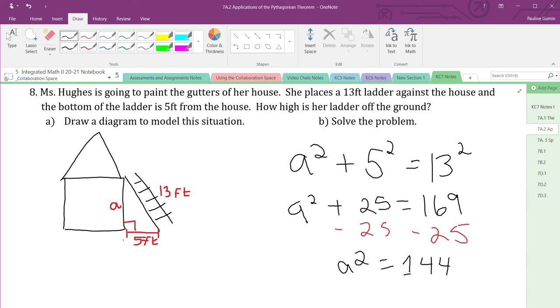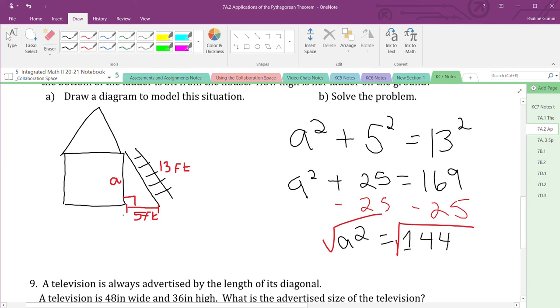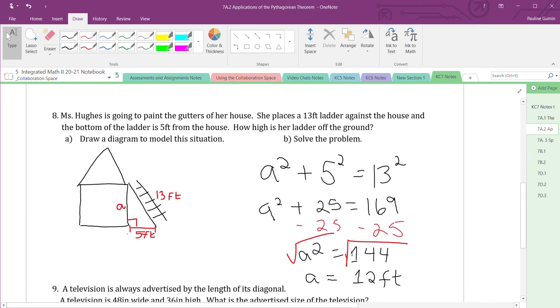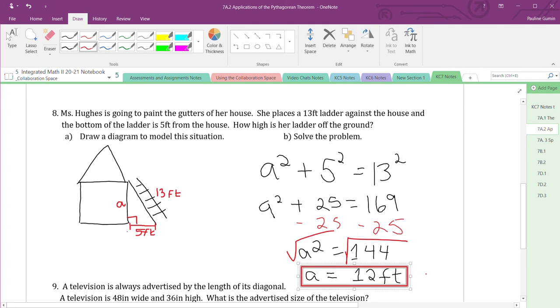And to get rid of the square, we will square root both sides. Once again, we're talking about a real thing. We're talking about the height of a ladder and 12 feet, positive 12 feet. So even though Miss Hughes is using a 13-foot ladder, she is only obtaining the height of 12 feet by the way that she leans the ladder on the house.